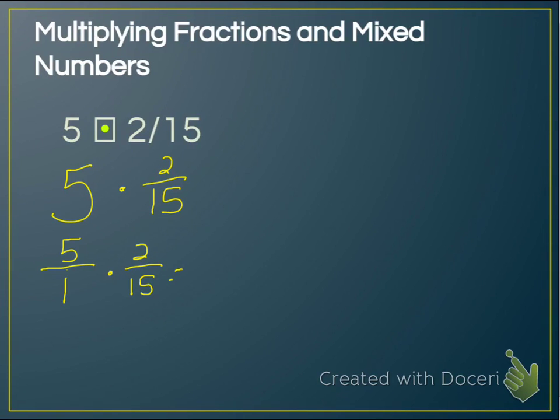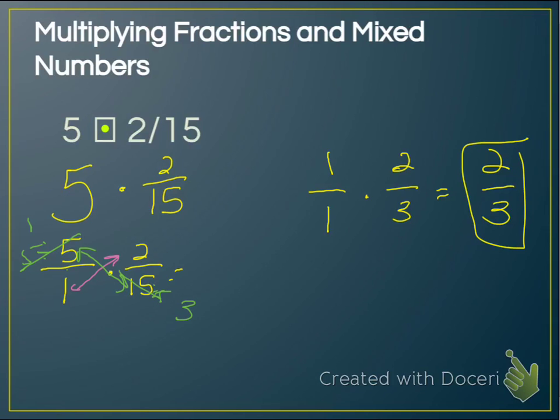So now I'm going to look at cross-canceling before I go any further. 1 and 2, there's nothing that they can be divided by. So let me look at 5 and 15. Yes, they both can be divided by 5. 5 divided by 5 gives me 1. 15 divided by 5 gives me 3. So now my problem is 1 over 1 times 2 over 3. 1 times 2 is 2. 1 times 3 is 3. So that gives me 2/3.